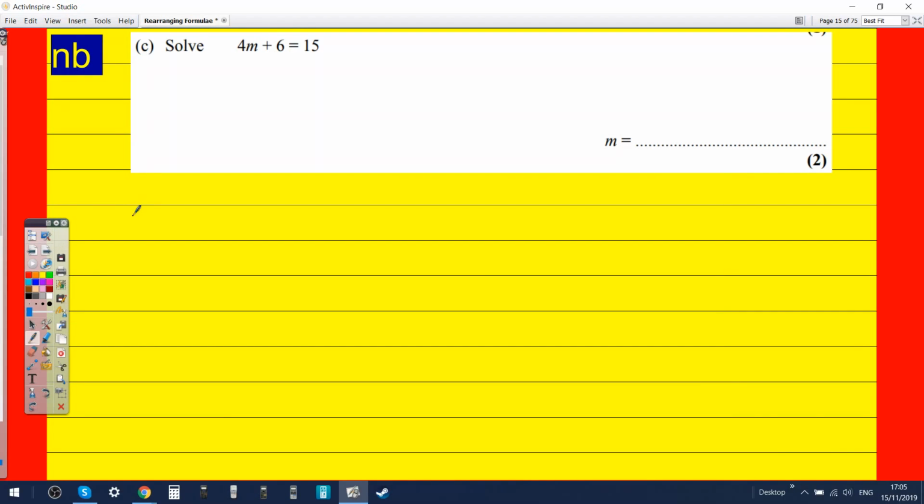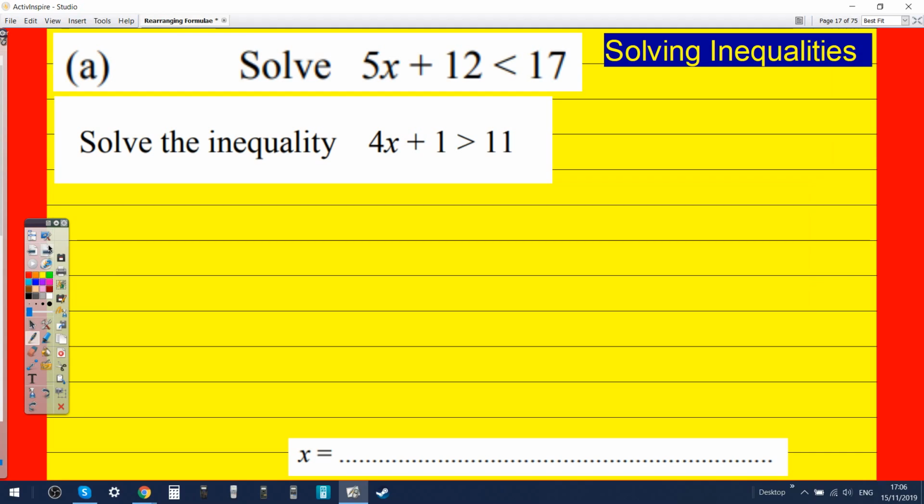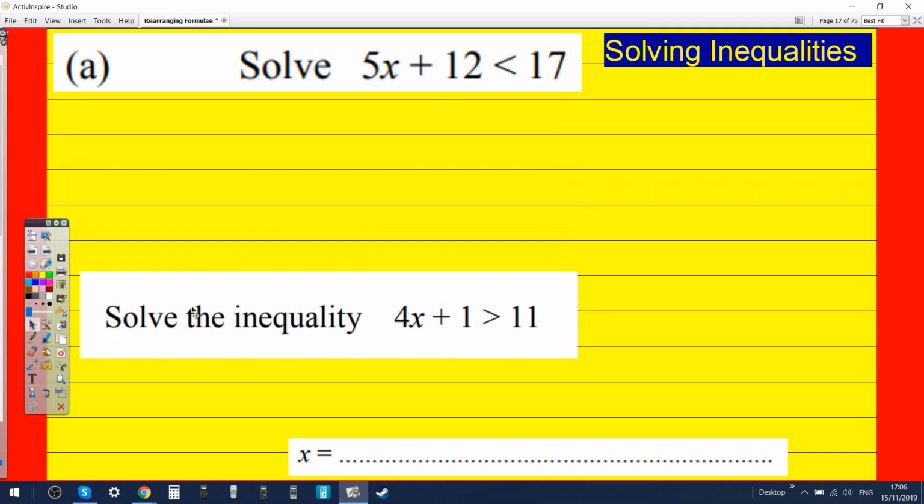Okay, how about this? Minus 6 on both sides, so 9, and then 9 divided by 4, so 9 over 4. Yes, great. How do you do the top one? I think you do, same principle, minus 12 on both sides, so 5, and divide 5 on both sides, so X equals 5. Not equals. Sorry, X is less than 5.